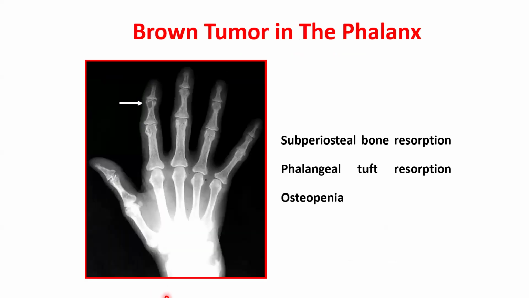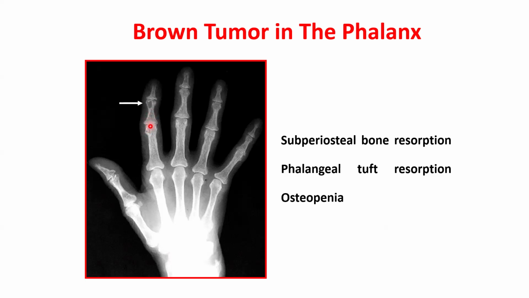Now, I told you about brown tumors. Okay? The word tumor actually doesn't mean that it is a malignant tumor. No, tumor in Latin means swelling. Okay? So this represents a brown tumor. This is a plain X-ray of the right hand of a patient showing a brown tumor in the middle phalanx of the index finger, of the right index finger.